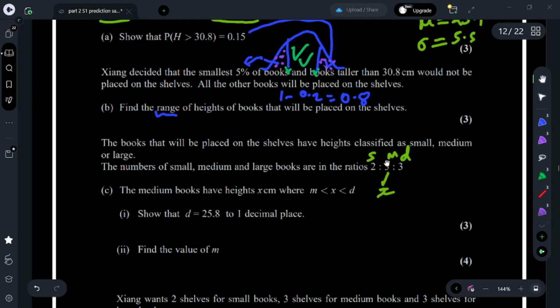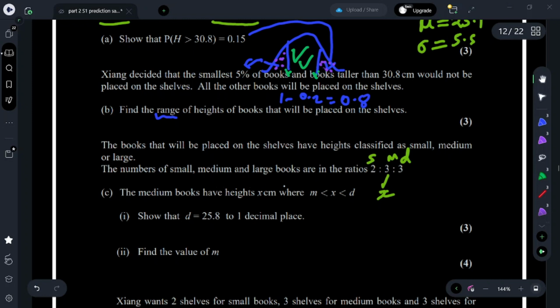So the ratio 2:3:3 is the number. The medium books have a height of x centimeters, and this x can go up to d and from m. So m is less than x, which is less than d. What's the question? Show that d is equal to 25.8 to 1 decimal place. So d is 25.8 centimeters, considering that it is the height.